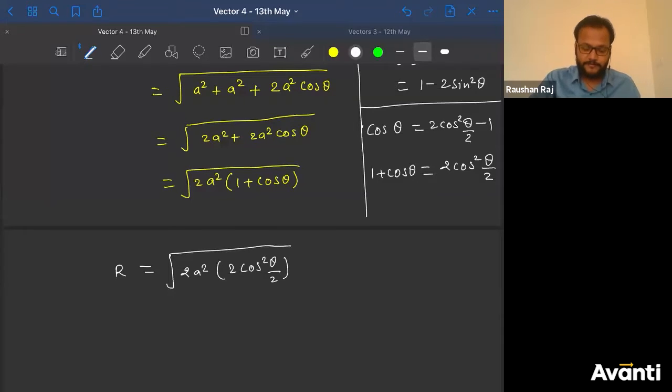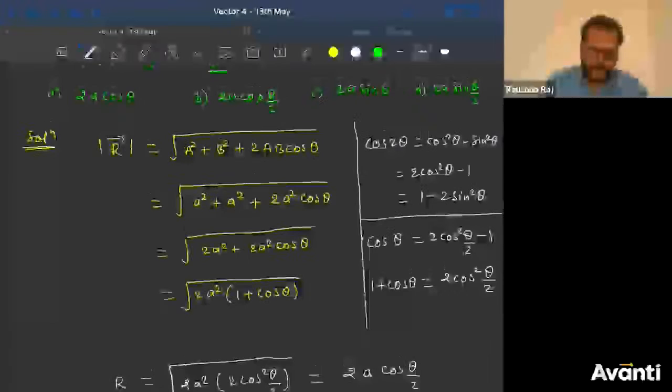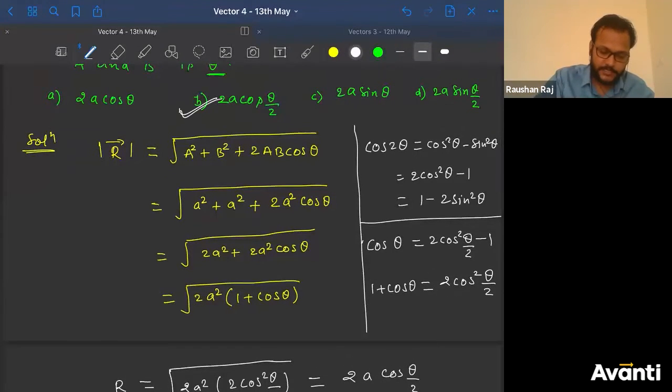Now 2 into 2 is 4. A square is already a square, and cos square theta by 2. Solving it, the square root of 4 is 2, the square root of a square is a, and the square root of cos square theta by 2 is cos theta by 2. So the correct answer is 2a cos theta by 2. Option B is the correct answer.